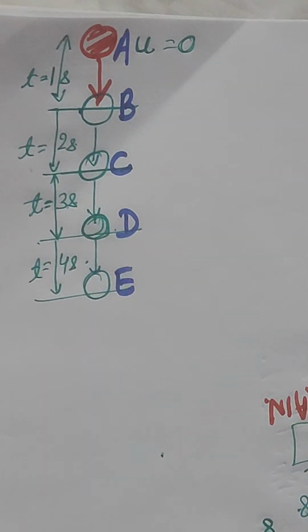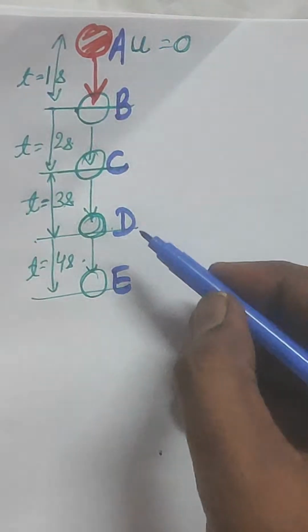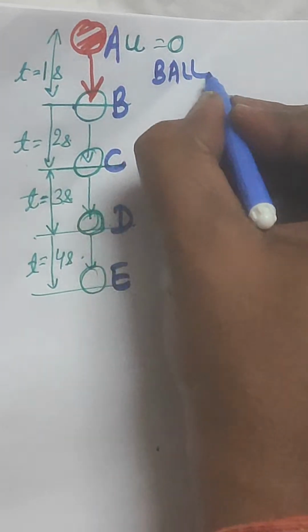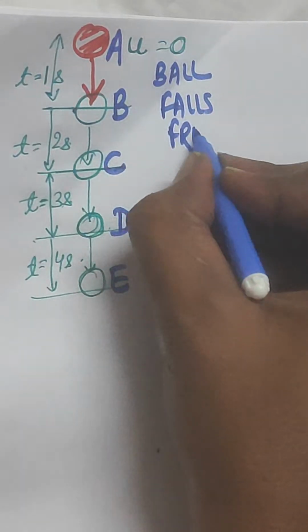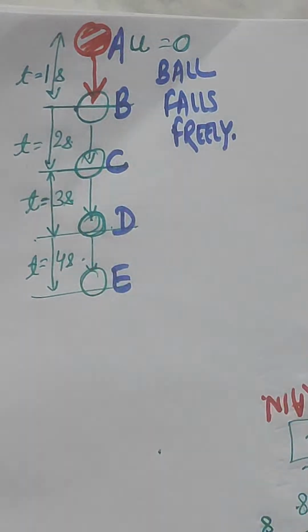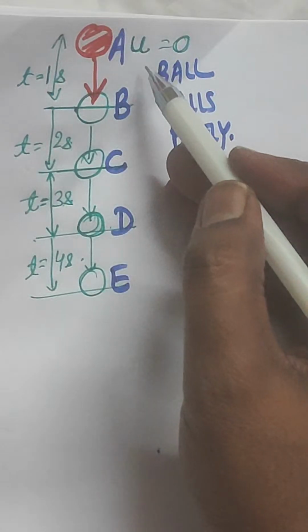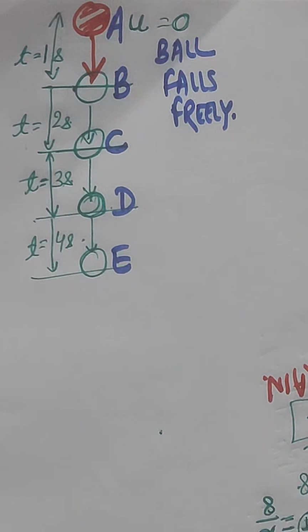Now the question which is asked to us is that a ball falls freely. Freely means there is no velocity imparted to it, the initial velocity is 0. Now what is being asked?